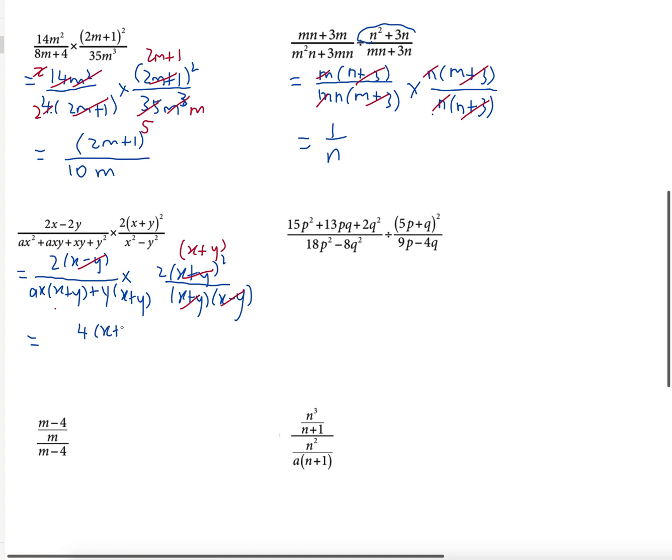plus y, and the denominator, taking out x plus y as a common factor, will give us ax plus y. Okay, so common is x plus y, take out, left behind ax plus y. Now we cancel, and this gives us 4 over ax plus y.